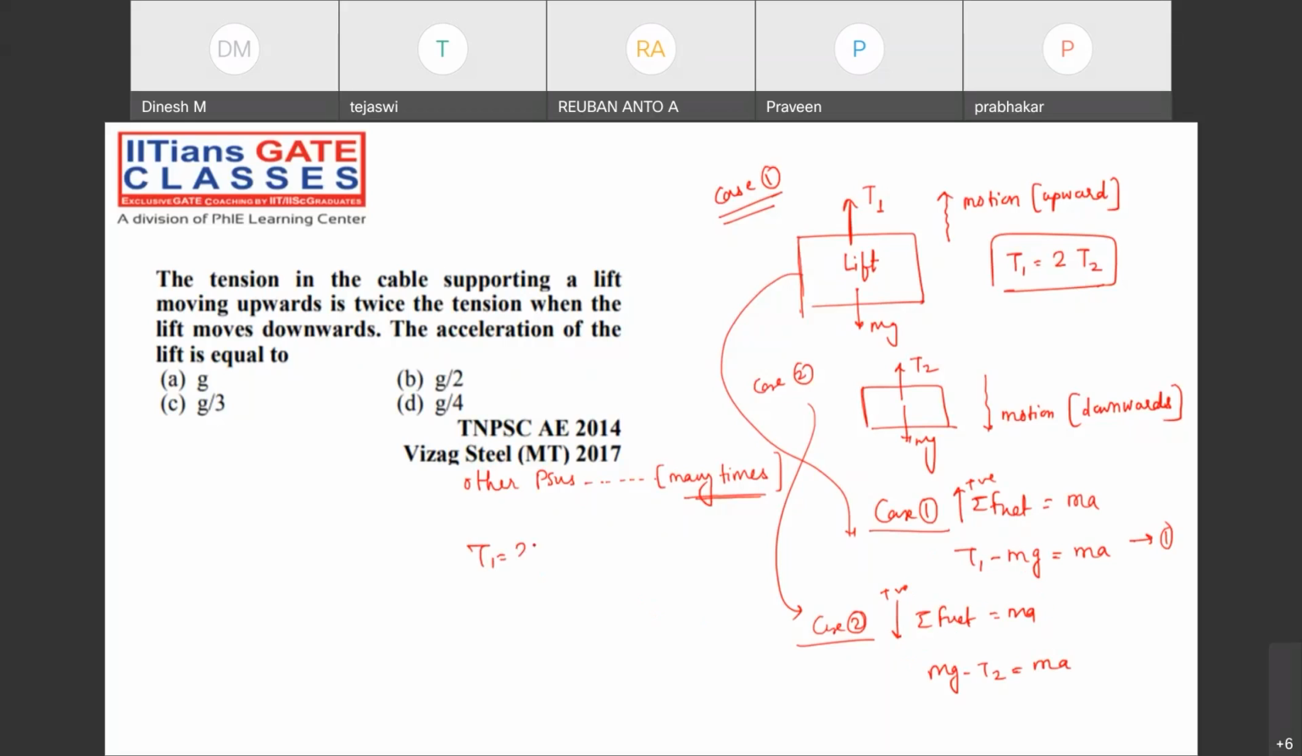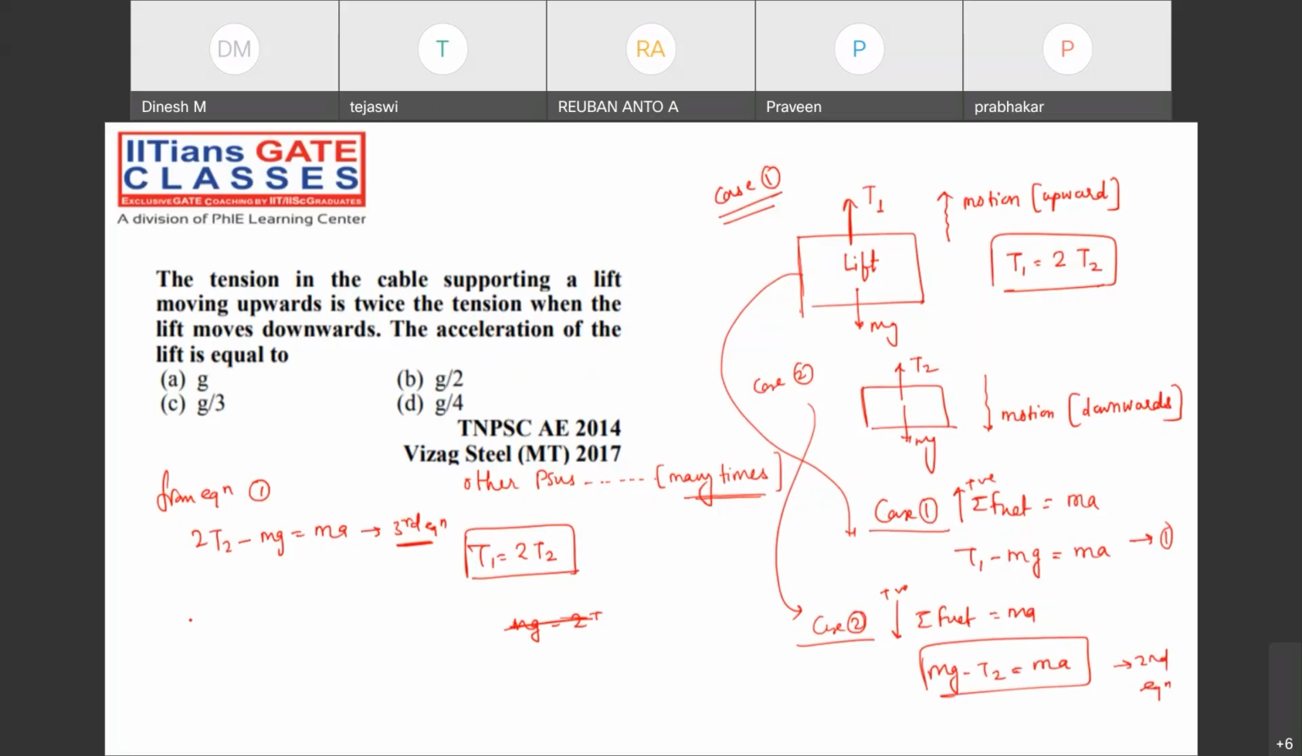T1 is 2 times T2. Now in this case, what can I put? From equation number 1, 2T2 minus mg will be equal to ma. This is my third equation. From equation 3 and equation 2, what can you have? Minus T2 plus mg is equal to ma.